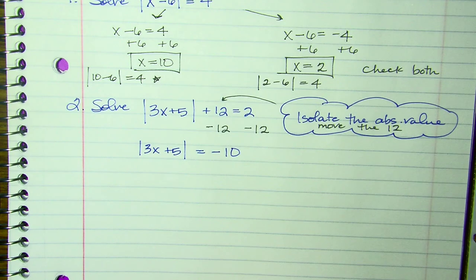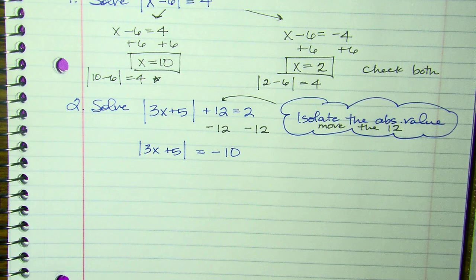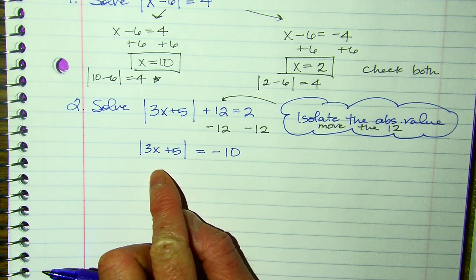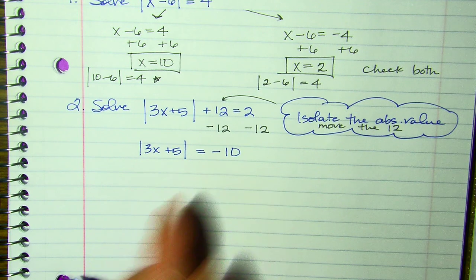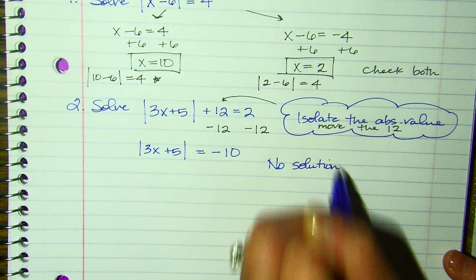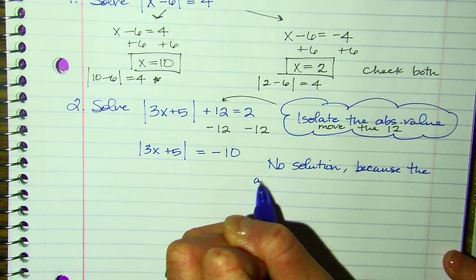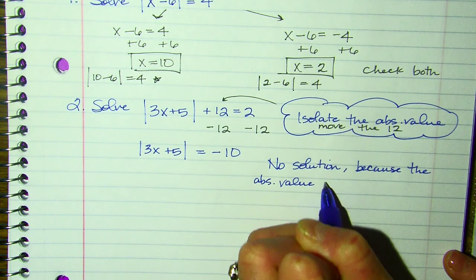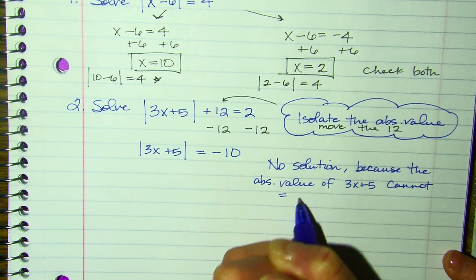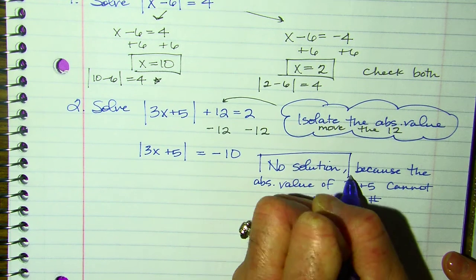Right when I look at this, I'm like, whoa. How can I have the absolute value equal a negative number? Absolute value means distance. My distance cannot equal a negative 10. So there is no solution in this one, because the absolute value of 3x plus 5 cannot equal a negative number. So for this problem, the answer is no solution.